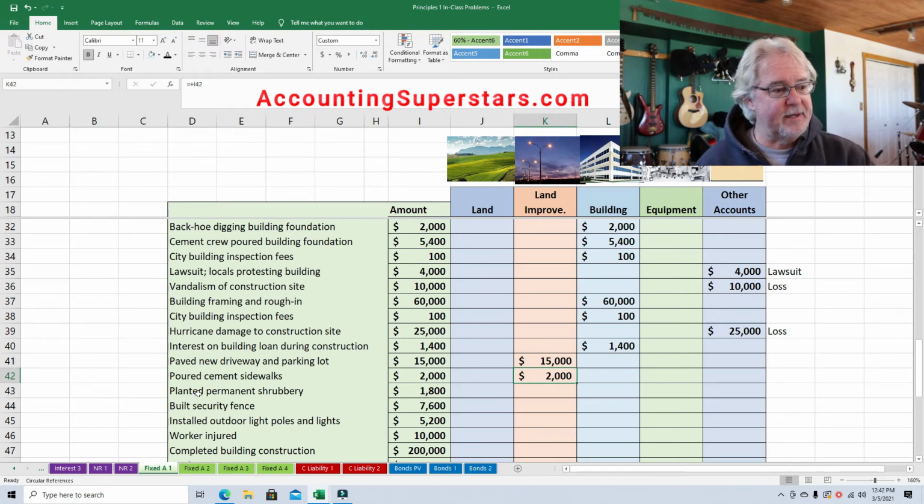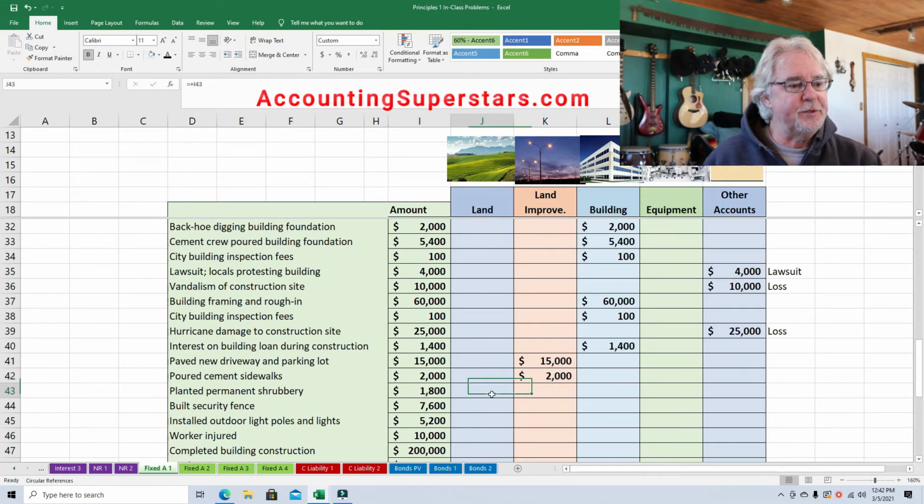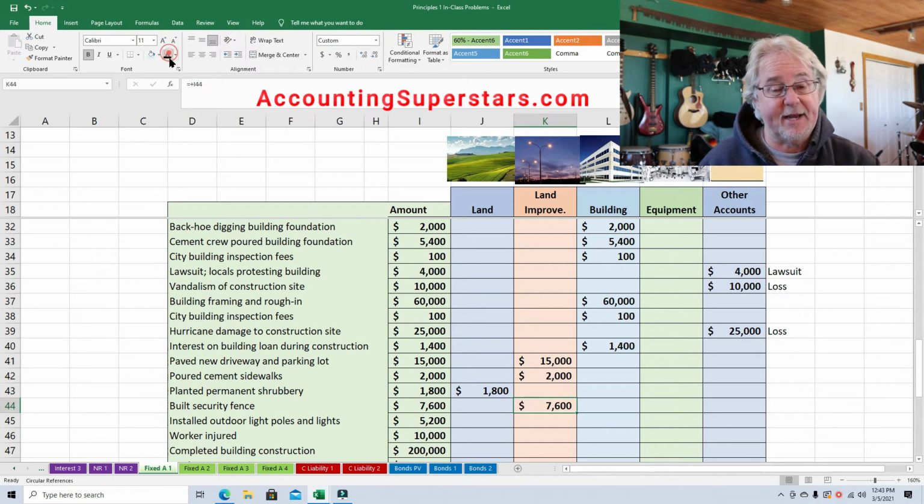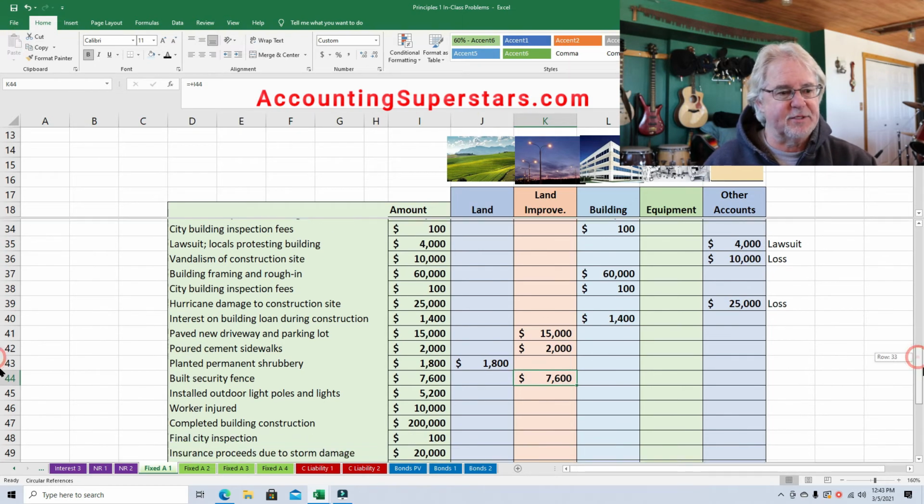Now, this is not something that's going to wear out. This is permanent. And so we'll include that as part of the land. Built a security fence. That's a land improvement. The reason why is it's attached to the land, and it's going to wear out someday. Security fences don't last forever. No fences last forever.